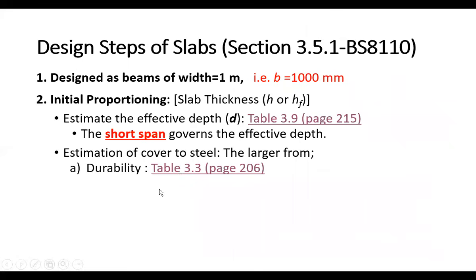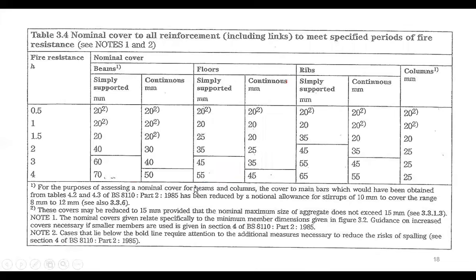How about the second method to get the cover? We get it also for fire resistance, because as you know, the cover has two main functions. First one, to protect the steel reinforcement against environmental conditions, and we get it from table 3.3. And the second one is to protect the reinforcement against fire, and we get it from table 3.4, as we are going to see now.